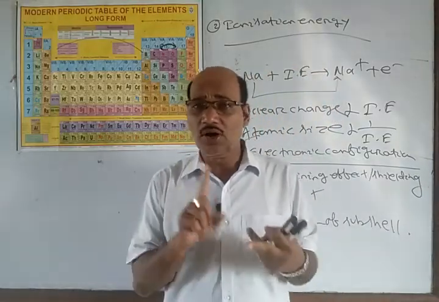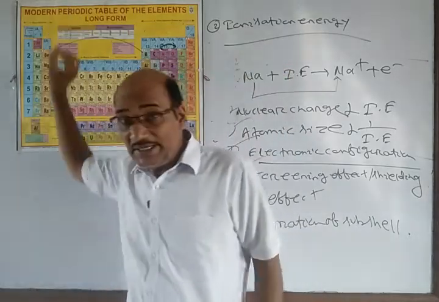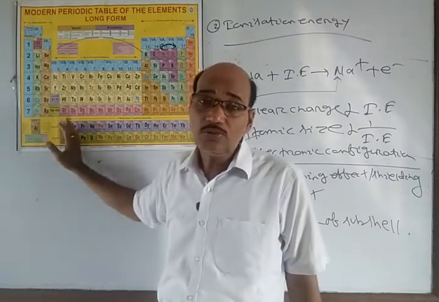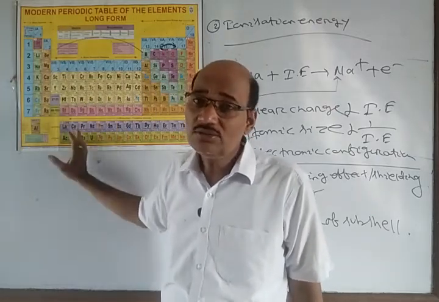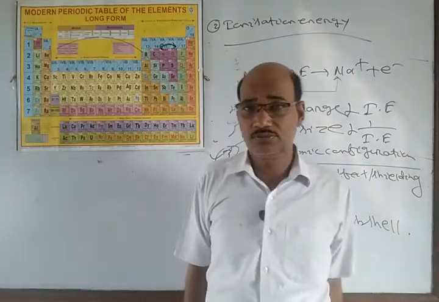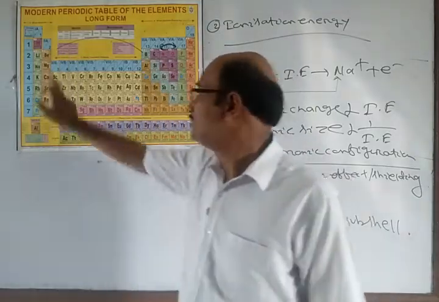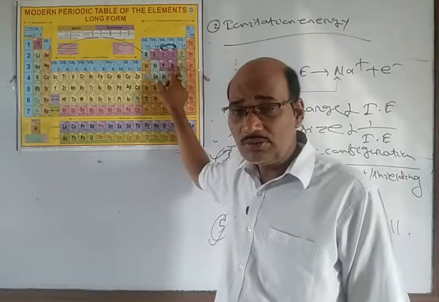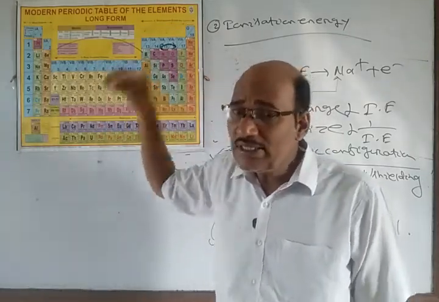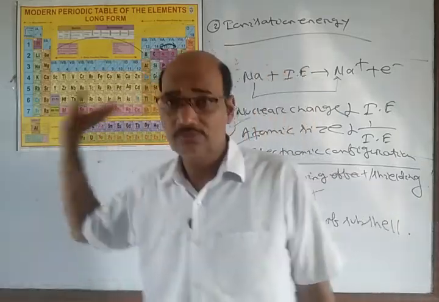First of all, the ionization energy decreases along a group from top to bottom due to increasing atomic size and increasing shielding effect. Okay. Now, the ionization energy increases along a period from left to right due to the combined effect of increasing nuclear charge and decreasing atomic size.